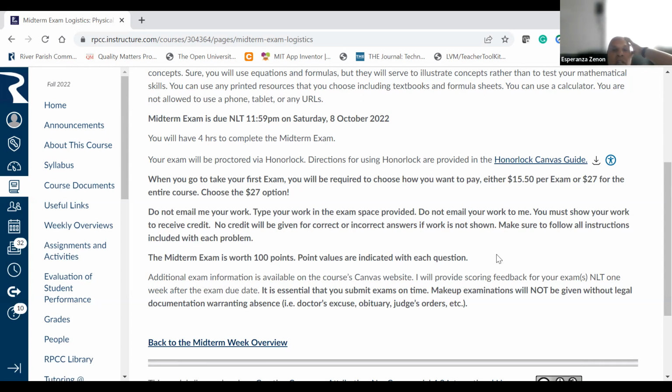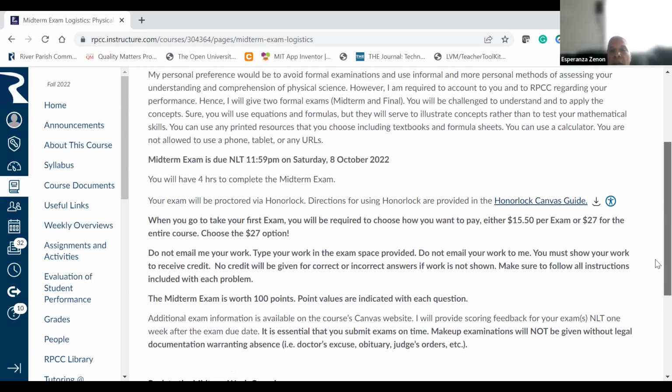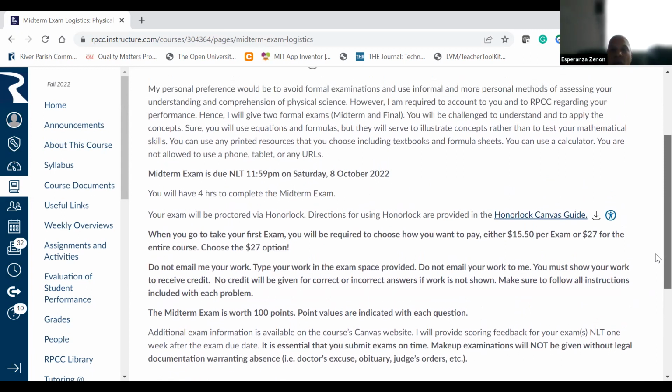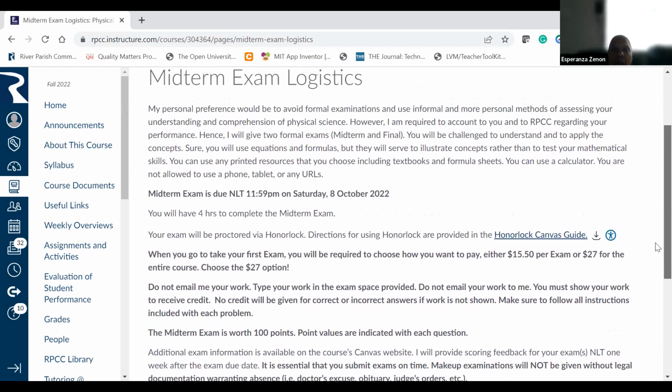And I only give makeups if you have documentation to support your absence or missing the exam. And that is something official, like a doctor's excuse or something to that effect. But again, you take the exam online through Honor Lock.